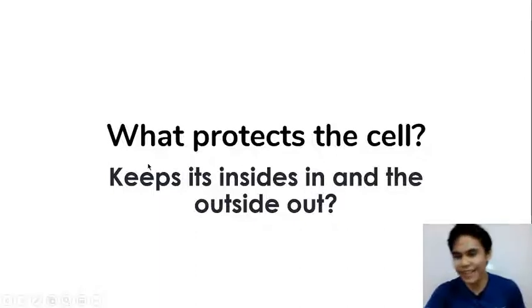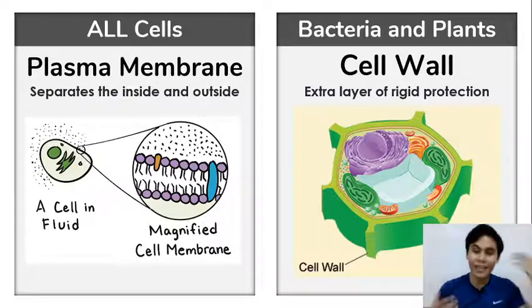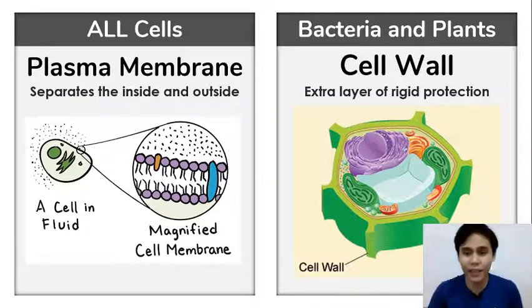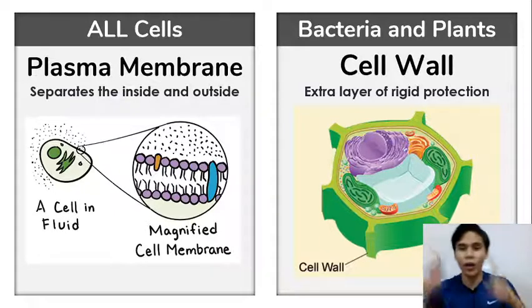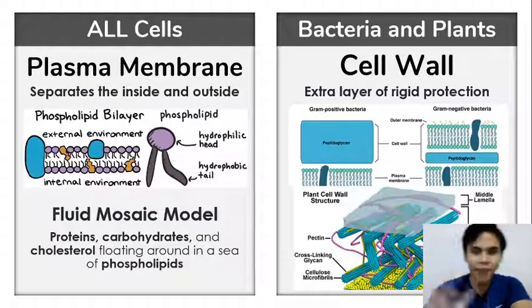So what protects the cell? What keeps the insides inside it, and what keeps the things outside? For all cells, they have a plasma membrane that separates the inside and the outside. But for bacteria and plants, they have a special cell wall for an extra layer of rigid protection. So let's describe this in detail.